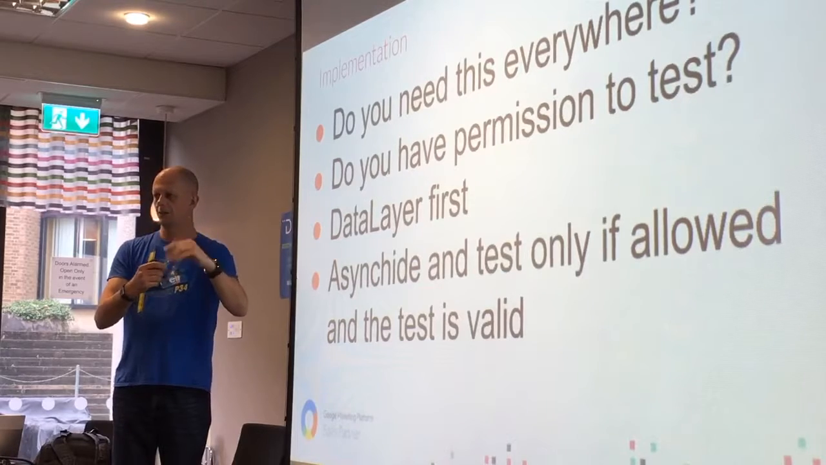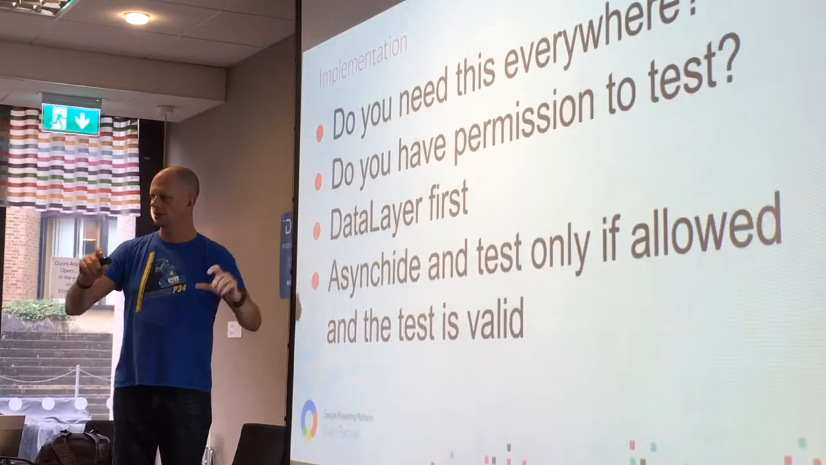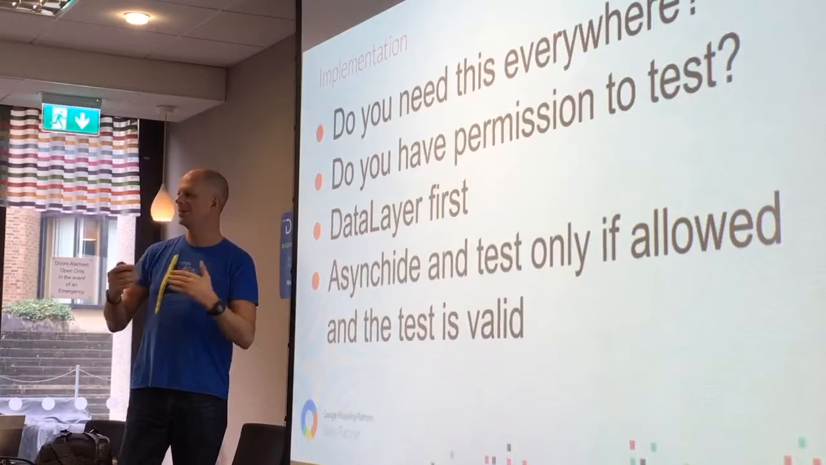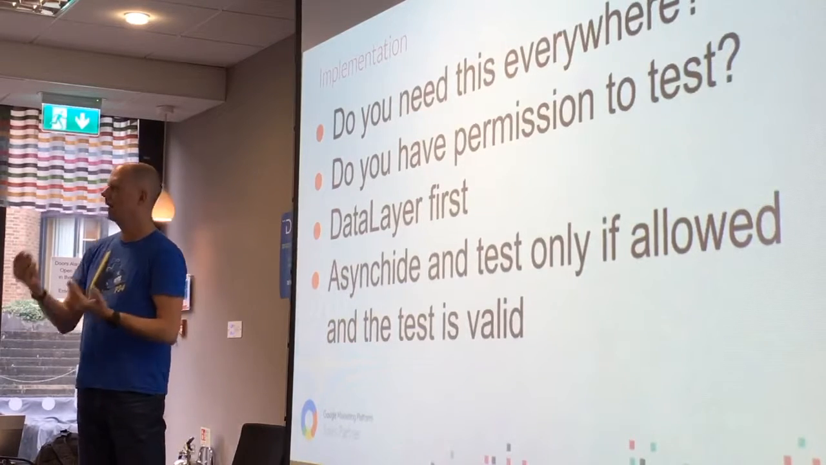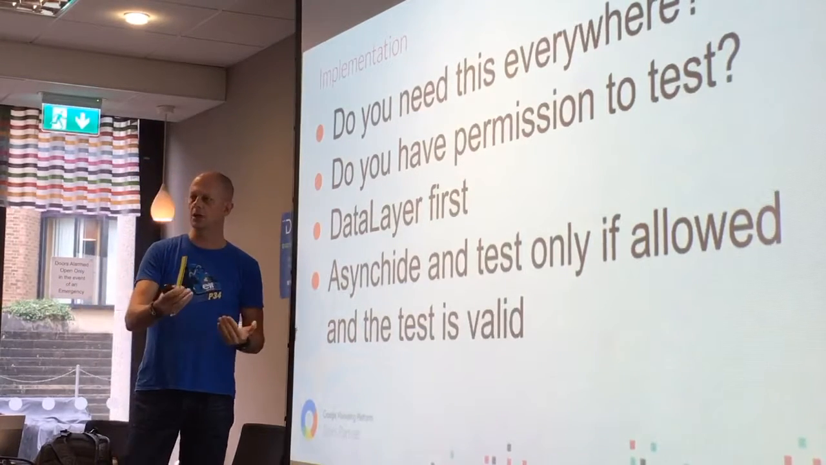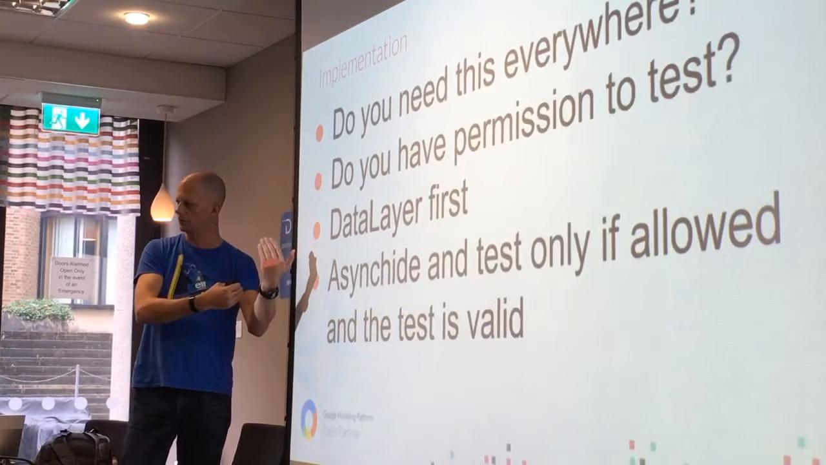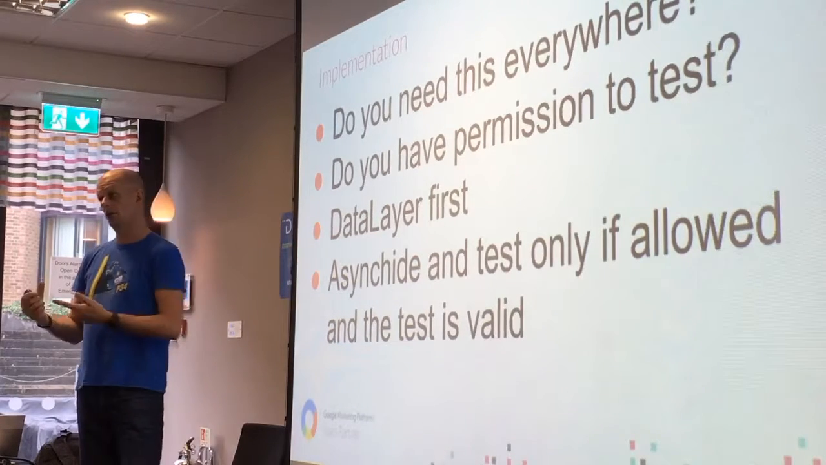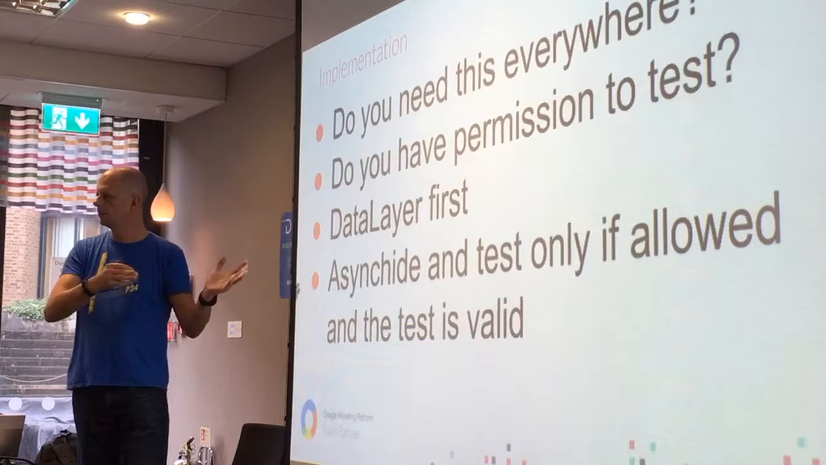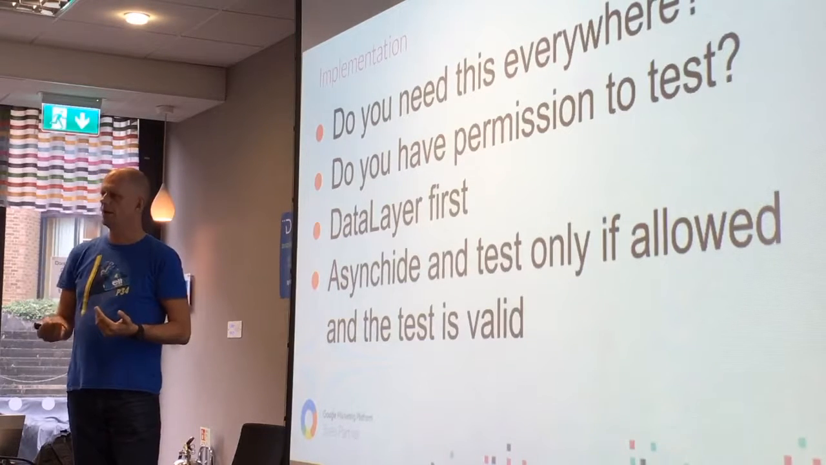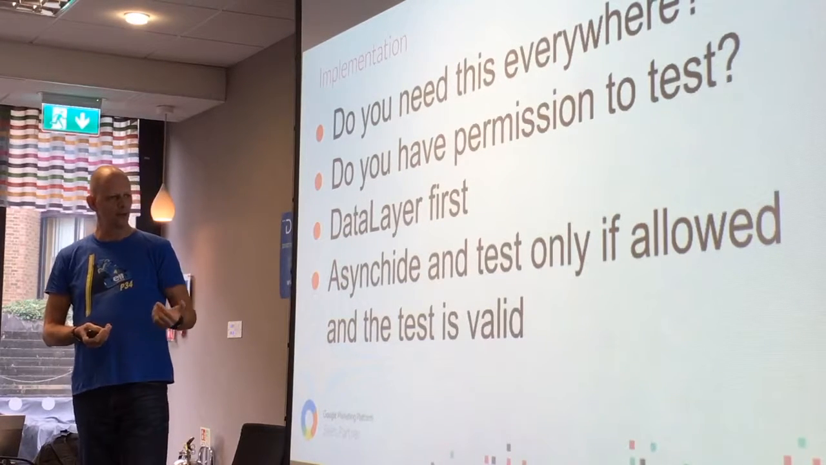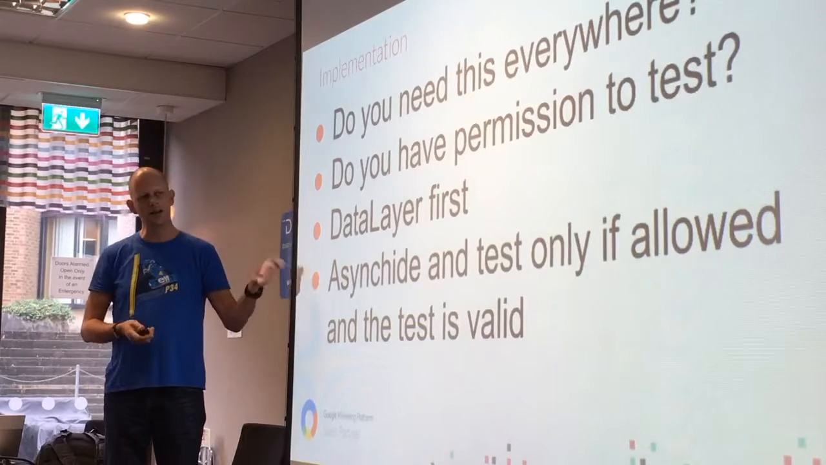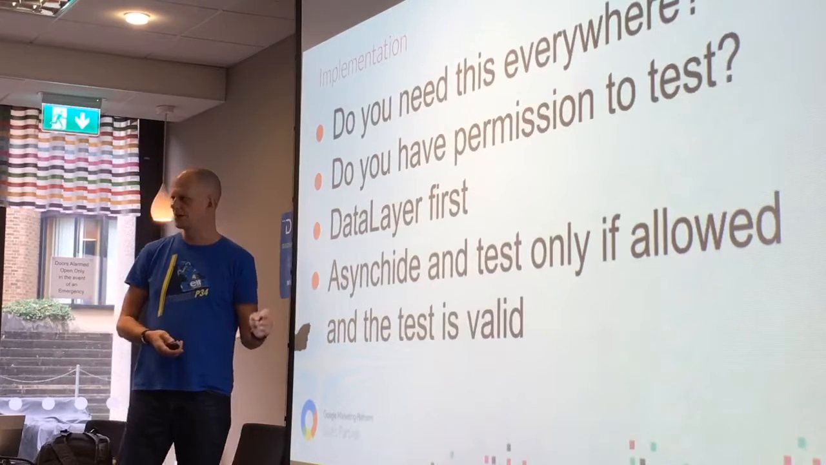Now that data layer is going to get written by your site, and your site is going to say, yeah, we're running a test here, or a test is permitted here, and the user has consent, go ahead, do your stuff. Then it runs through the stuff that I've just talked about. If you don't have consent or you're not running a test, we don't need to do this. We save computation cycles, UX is better. Happy days. So we can only do async hide and test if we're allowed and the test is valid.